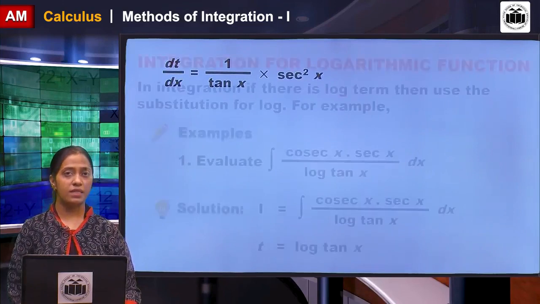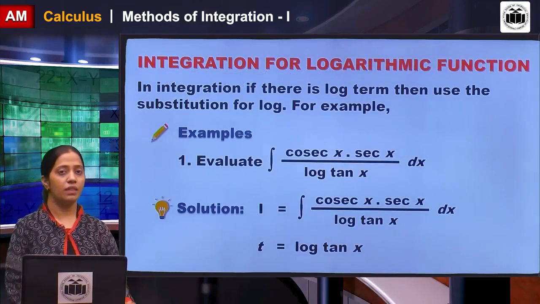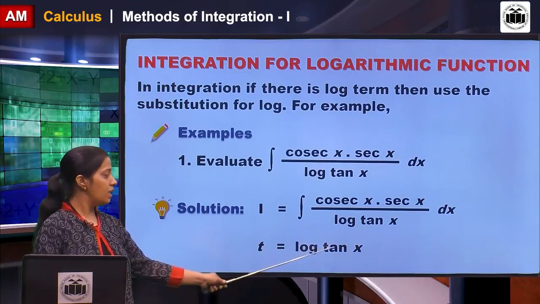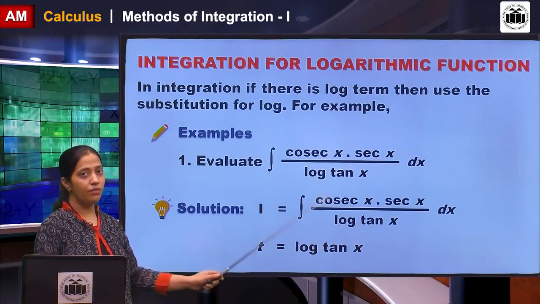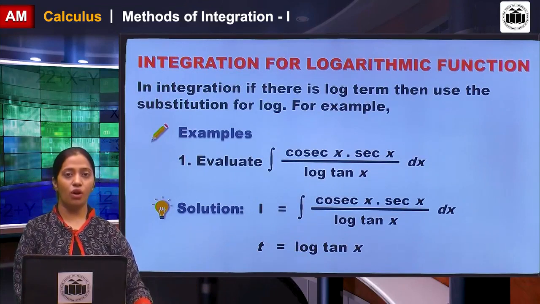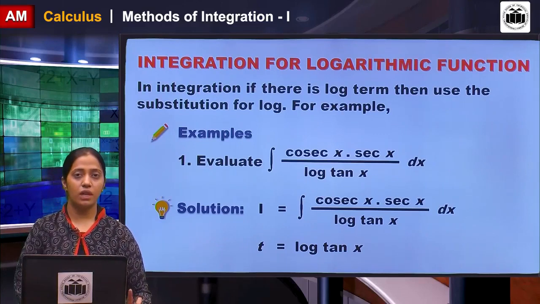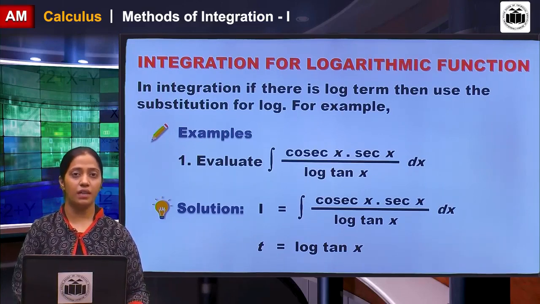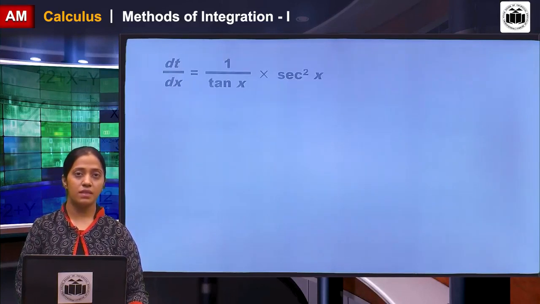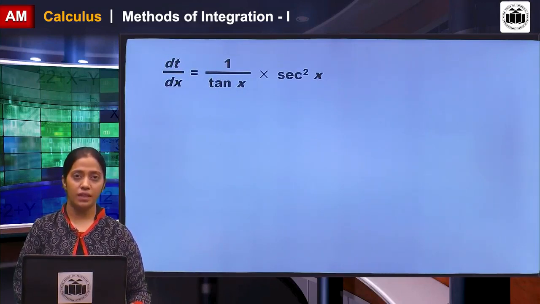And what is given? Log tan x. How do we find the derivative of log tan x? Log tan x is a composite function. So definitely you have to take the derivative of log as well as the derivative of tan x, because log tan x is a composite function of log and tan x. So the derivative of t with respect to x is dt by dx, and the derivative of log tan x is, first we take the derivative of log, that is 1 upon tan x, into the derivative of tan x, that is sec square x.